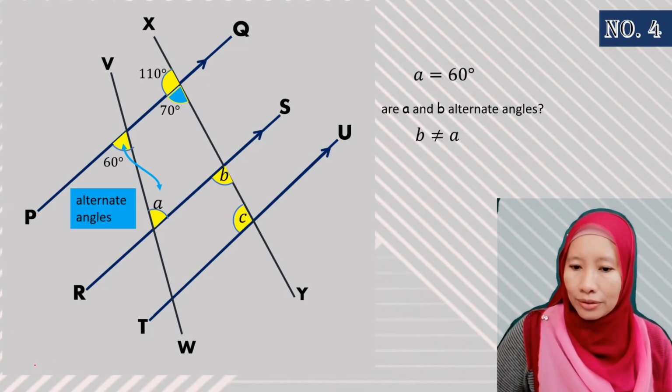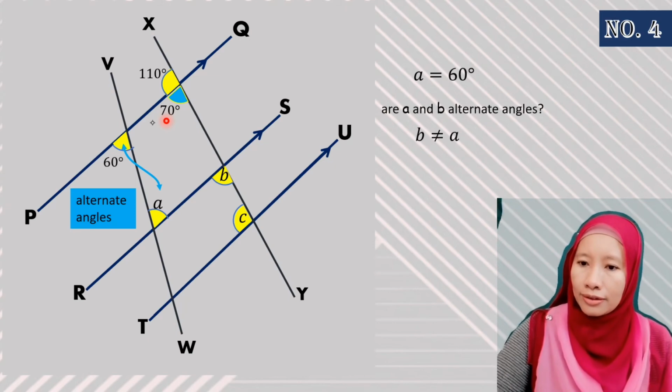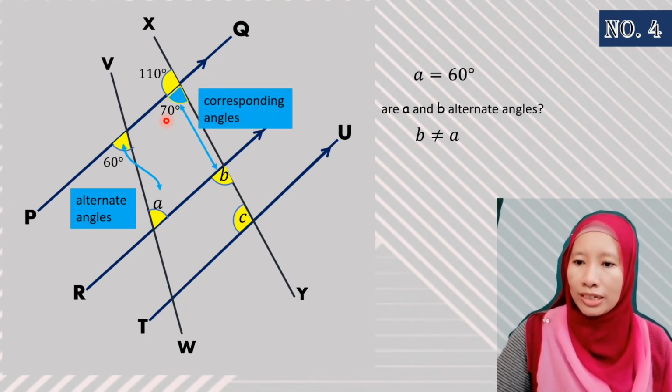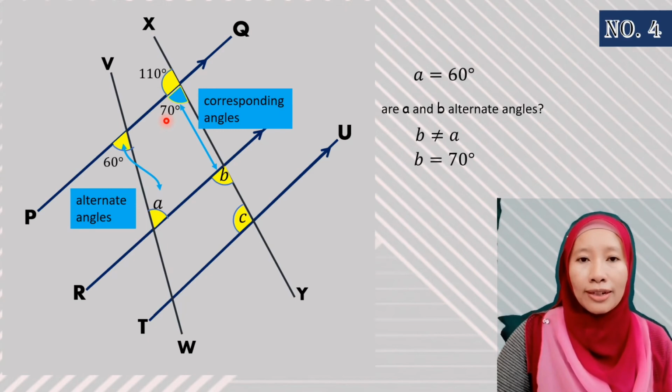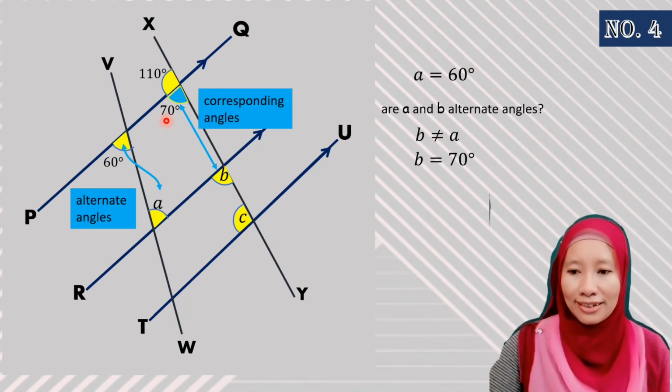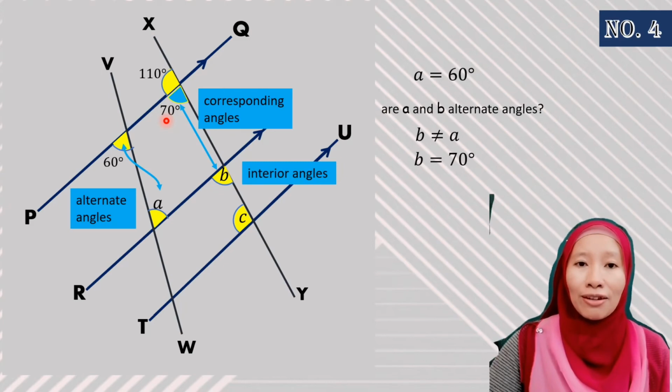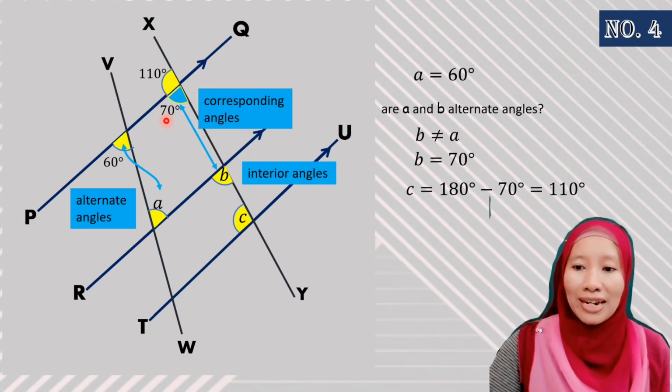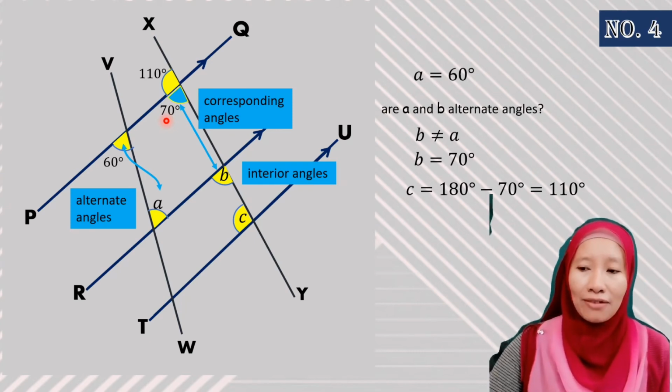So we just compare 110 and find the adjacent angle here, which is 70 degrees. So B and 70 degrees, they are corresponding angles. B equals 70 degrees. And then what is the relation of B and C? B and C are interior angles. So the interior angles is 180. Therefore, C equals 180 minus 70 degrees equals 110 degrees.